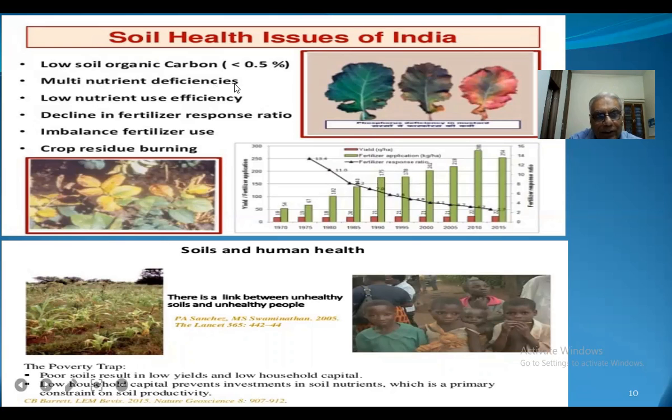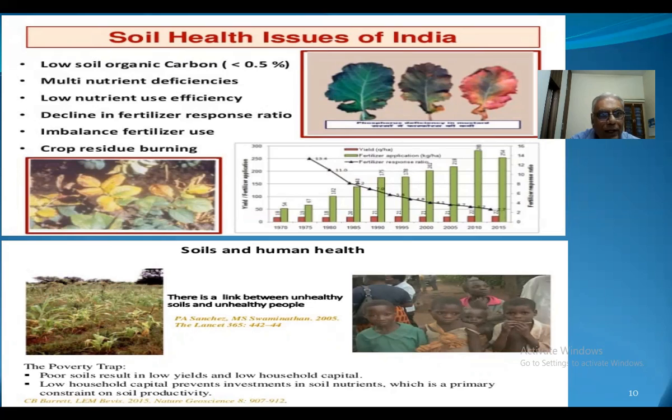Then multi-nutrient deficiencies, low nutrient use efficiency, decline in fertilizer response ratio, imbalanced fertilizer use, because the farmers do not carry out the soil analysis and they apply the fertilizer in their field as per their wish or the advice of others or the fertilizer sales merchant.